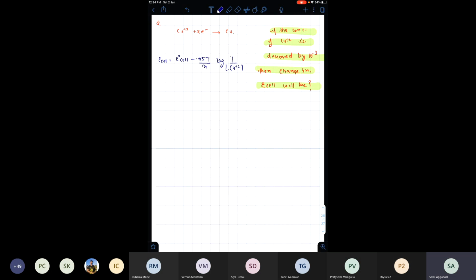n will be the number of electron change. And with the number of electron change.